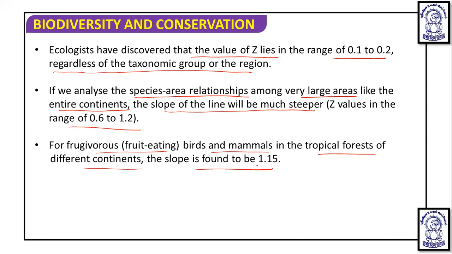Okay, so here the slope of regression, or regression coefficient, of a species-area relationship indicates that species richness decreases with the decrease in area. If we decrease the area, the species richness is going to decrease. If we increase the area, the species richness is going to increase. So this is what is particularly shown in the species-area relationship.